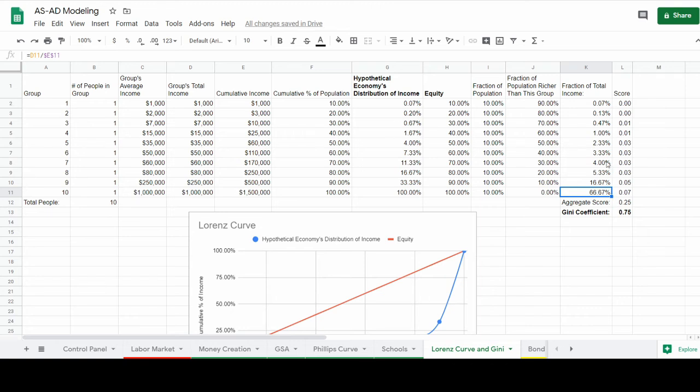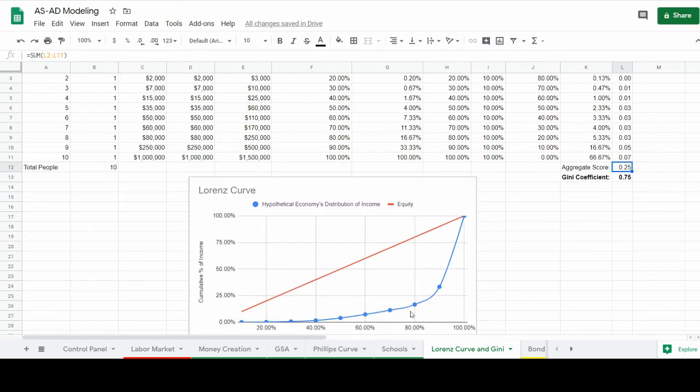What we're left with after working through this equation is an aggregate score of 0.25, which is the space underneath the blue line. And therefore, if we were to just take the number 1 and subtract the space underneath the blue line from that, we would have the space above the blue line, which is the Gini coefficient, which is 0.75.